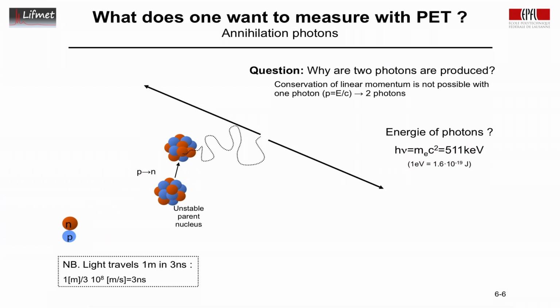What is the energy of the photons? Well, at rest, the masses of the electron and the positron are converted to energy. So we have a total energy of 2 times m_e c squared, but we have 2 photons. So one of those photons has an energy of m_e c squared, and that is in kiloelectron volts around 510 kiloelectron volts. I'm giving here also the conversion of electron volt into joule, if you ever wish to verify this calculation with SI units using c squared and the mass of the electron.